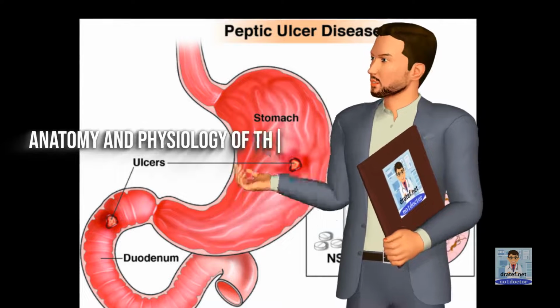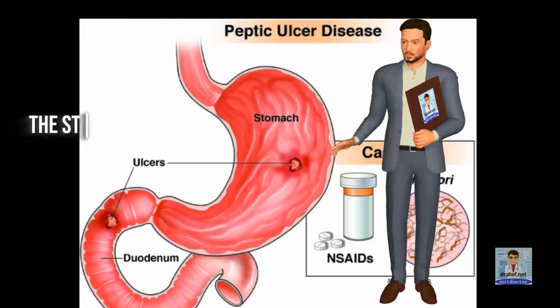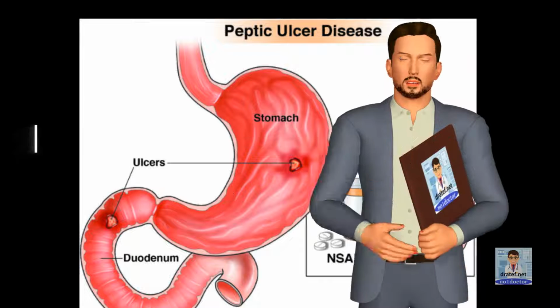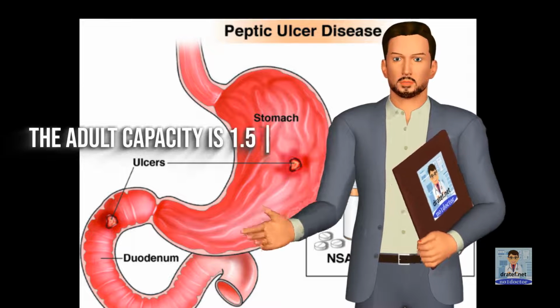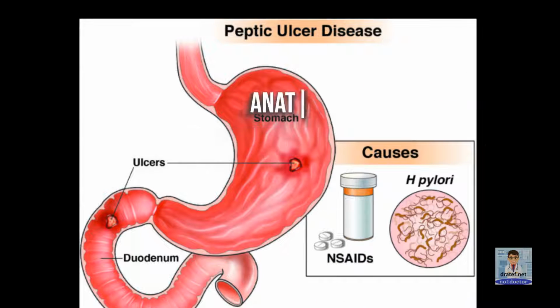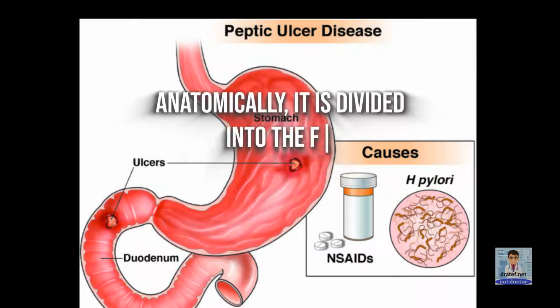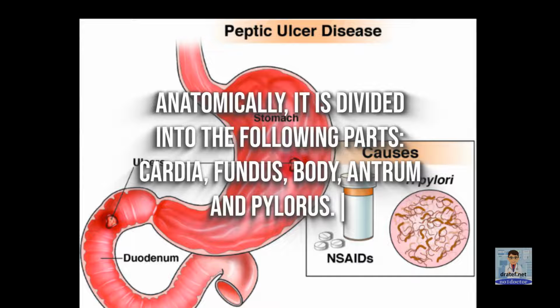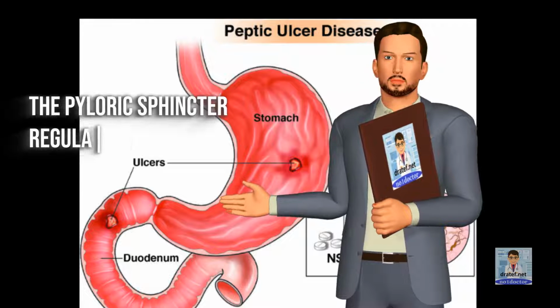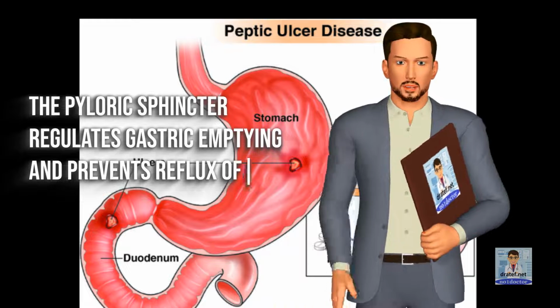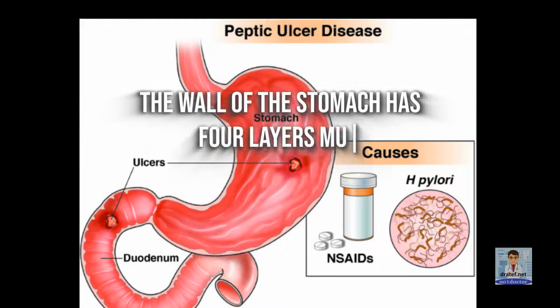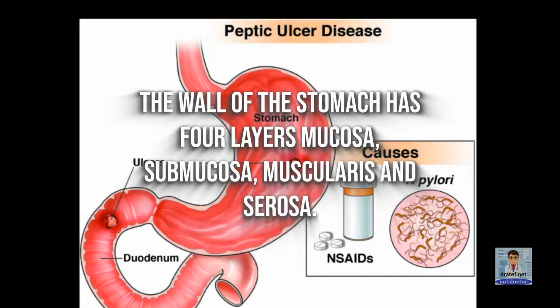Today we will talk about peptic ulcer disease. Anatomy and physiology of the stomach and duodenum. The stomach is an asymmetric dilation of the proximal gastrointestinal tract. The adult capacity is 1.5 to 2.0 liters. Anatomically, it is divided into the following parts: cardia, fundus, body, antrum, and pylorus. The pyloric sphincter regulates gastric emptying and prevents reflux of duodenal content.